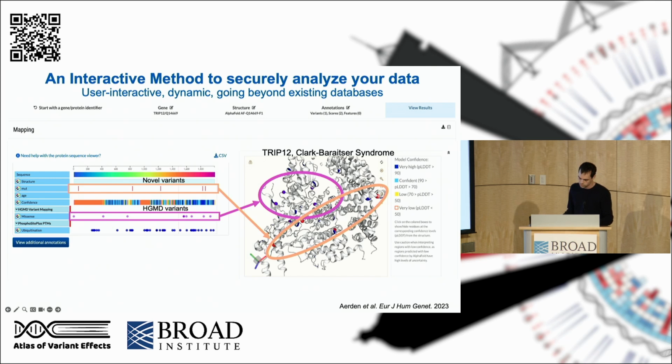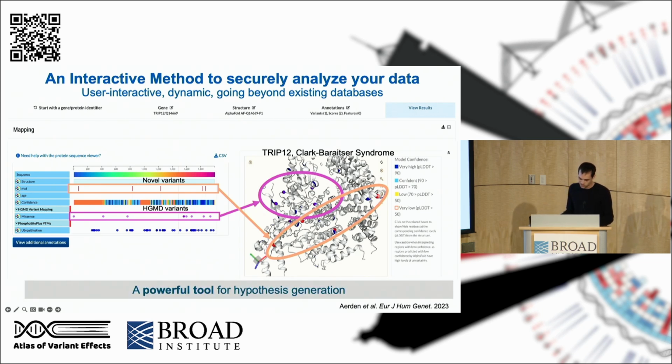For TRP12, we concurrently mapped a novel set of missense variants that were identified in a recent paper on Clark-Baraitser syndrome. Then we mapped them alongside HGMD database variants and ubiquitin sites. We found that both the new variants and the existing HGMD variants clustered on, this is the AlphaFold structure, and both sets of variants were co-located with ubiquitin sites. It's hard to see that the variants are right next to ubiquitin sites. They are. So ultimately, the interactive mapping tool is a flexible and powerful tool for hypothesis generation.